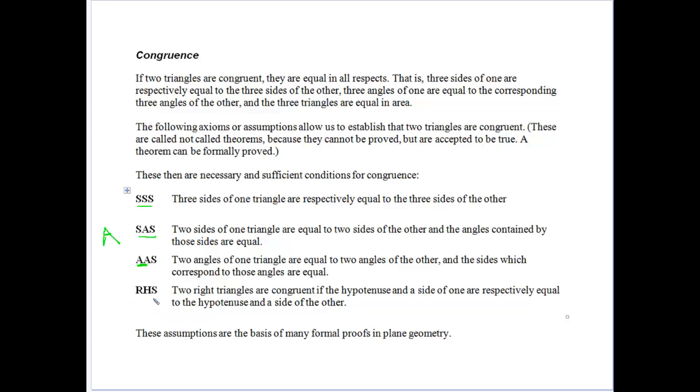And we have one where we have a right angled triangle. What we're looking for is the hypotenuse to be the same, and then one of the smaller sides to be the same. So as soon as we've got a right angled triangle, if we've got the hypotenuse and the shorter side to be the same, then we have congruent triangles. So there's our four proofs.